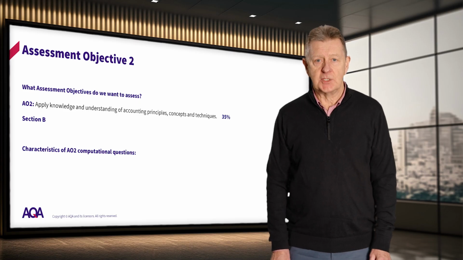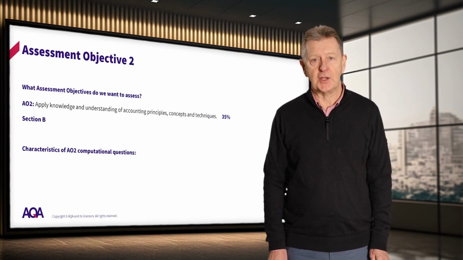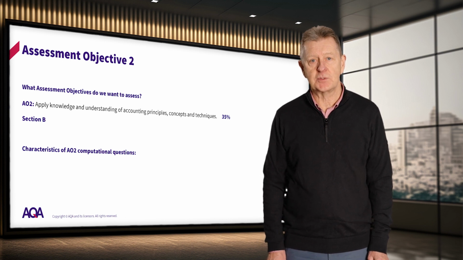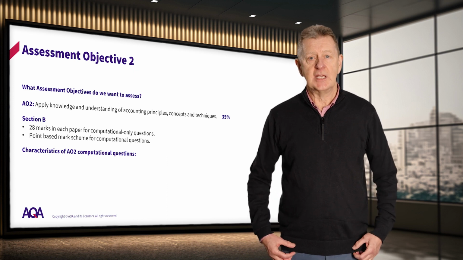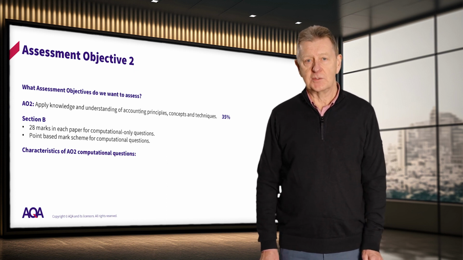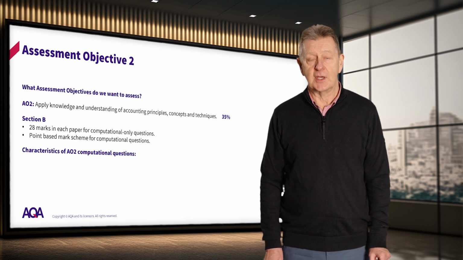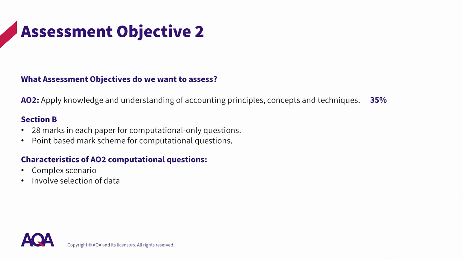The second assessment objective assesses students' ability to apply knowledge and understanding of accounting principles, concepts and techniques. AO2 is assessed primarily in Section B, where most marks are available for computational questions that use point-based mark schemes. Characteristics of an AO2 computational question is that it will include a more complex scenario and require students to select data to use in their answers. For example, there may be redundant data or only some data is needed for that particular task.